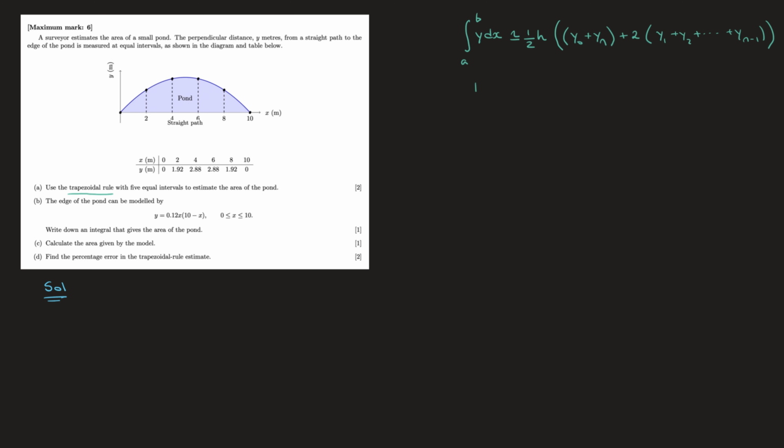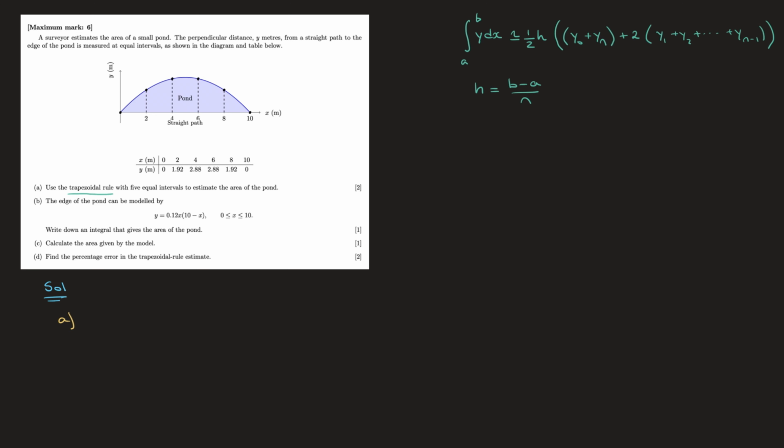Indeed, the formula for h, which is h equals b minus a over n, serves no real purpose to us here, since the step size h has already been taken care of for us in this question. Indeed, the step size h is just equal to 2. Okay, with this formula out of the way, we're ready to answer question A and estimate the area.